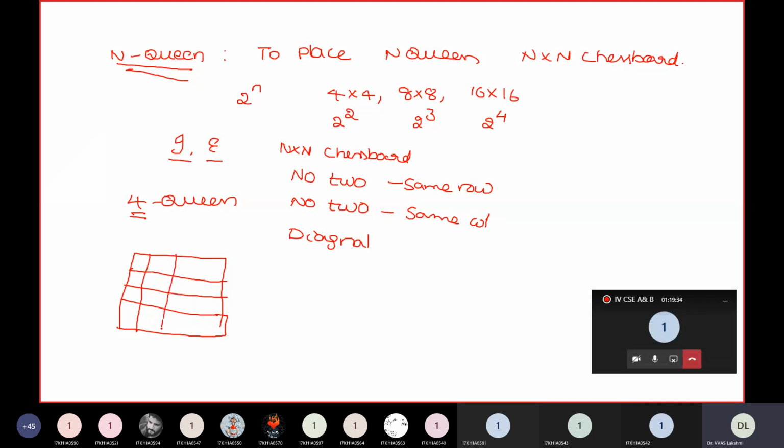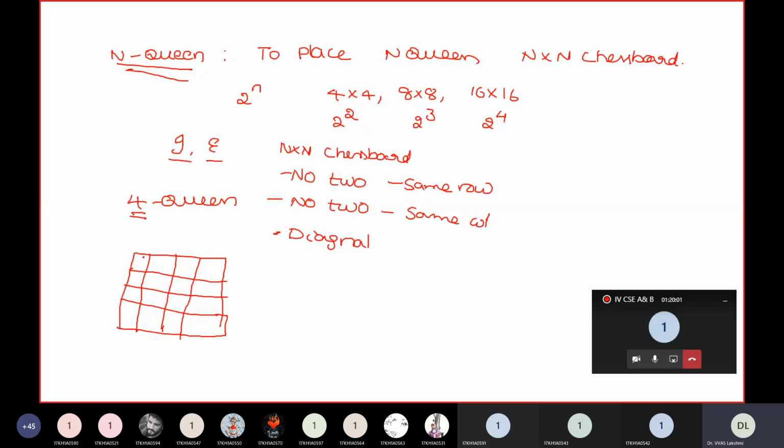So at each and every stage, whenever we place a queen on the chessboard, we need to check whether it satisfies the implicit constraints or not. Also, explicit constraints need to be checked. Here the implicit constraints are diagonal. Explicit constraints means both of these.